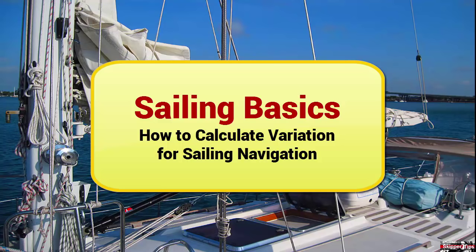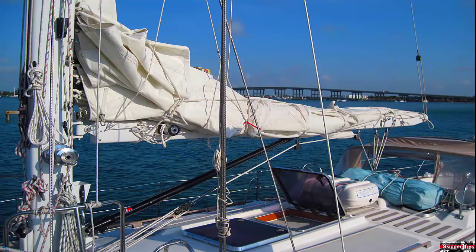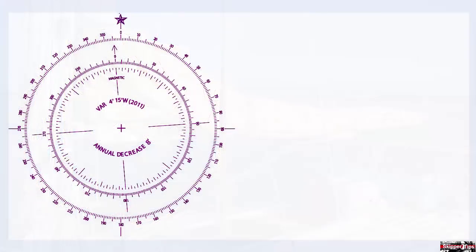In today's video tip, we're going to take a look at how subtle shifts in the location of the magnetic North Pole can change variation at a location on the Earth's surface and how this can affect sailing navigation. When you look at a compass rose, take a look above and below the crosshairs. Above the crosshairs, the variation shows 4 degrees 15 minutes west at this location, and this was surveyed in 2011.